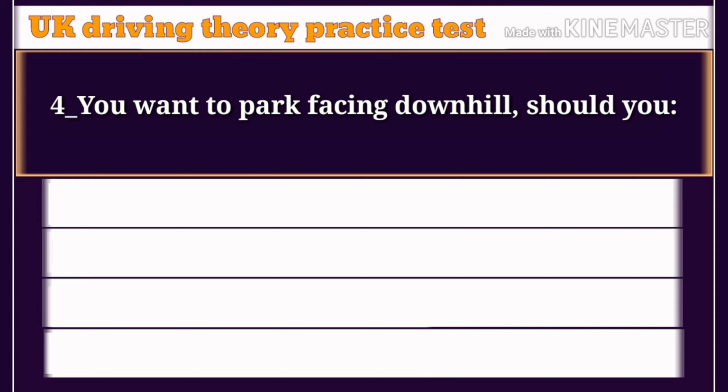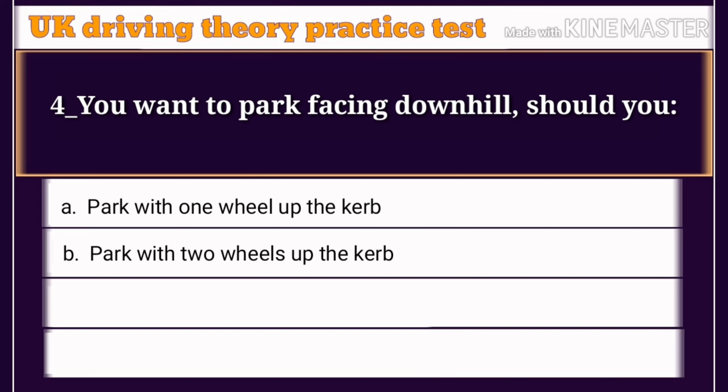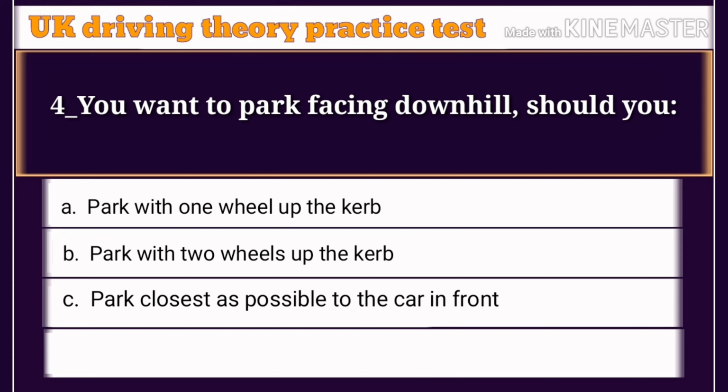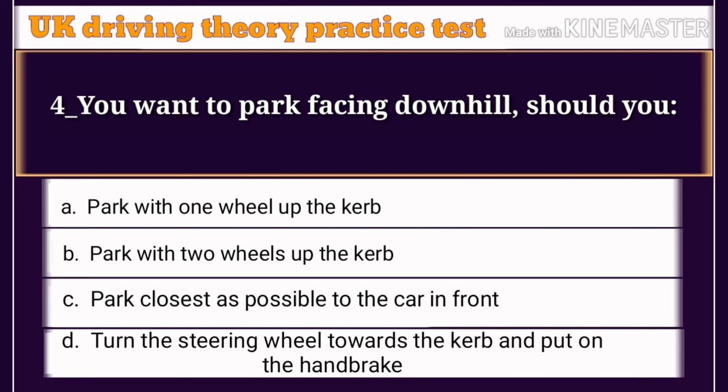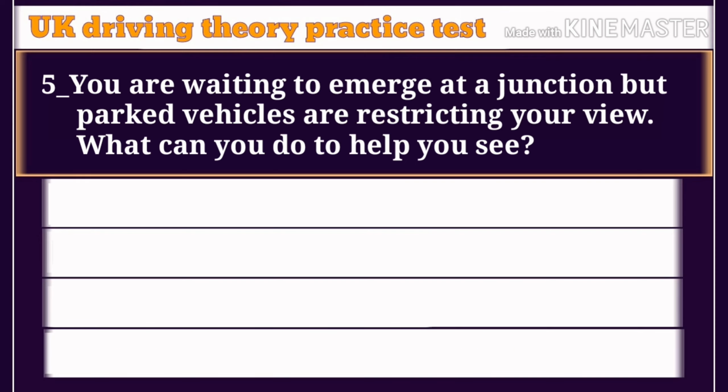Question 4. You want to park facing downhill. Should you A. Park with one wheel up the curb. B. Park with two wheels up the curb. C. Park closest as possible to the car in front. D. Turn the steering wheel towards the curb and put on the handbrake. The correct answer is D. Turn the steering wheel towards the curb and put on the handbrake.